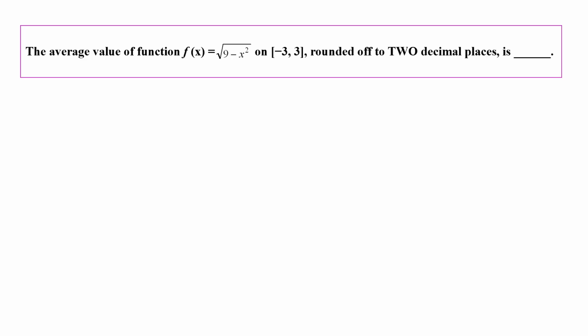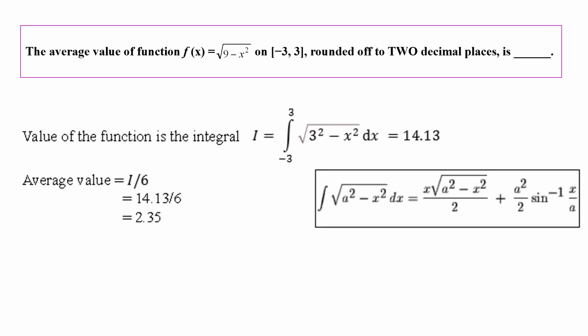Moving on. The next question says the average value of function f of x is equal to under root 9 minus x square on the interval minus 3 to 3, rounded off to 2 decimal places is. Now you can find the value of this integral using this formula. Integral of under root a square minus x square dx is equal to x by 2 under root a square minus x square plus a square by 2 sine inverse x by a. Here a will be 3 and the x will be the interval values, that is minus 3 and 3.